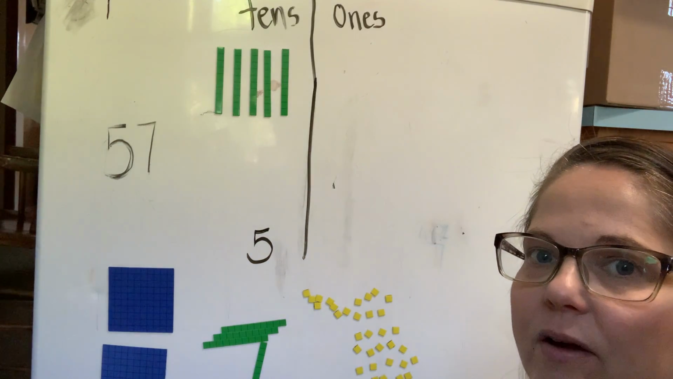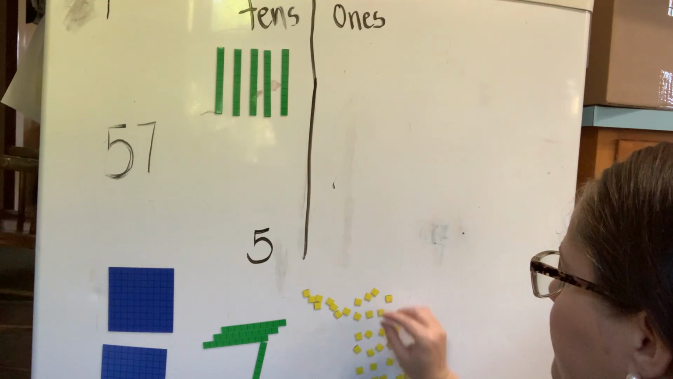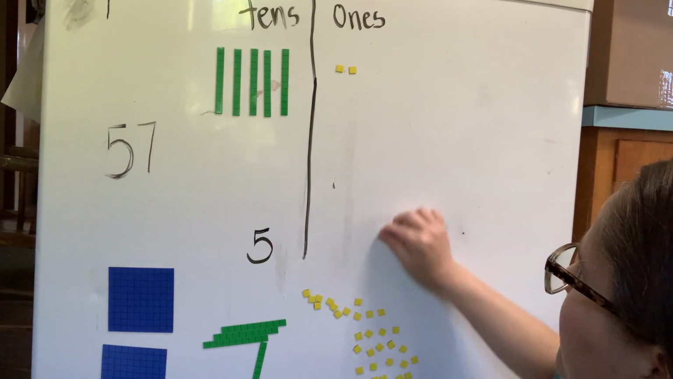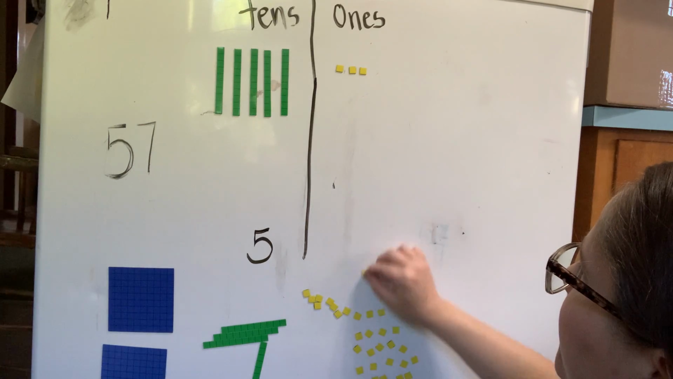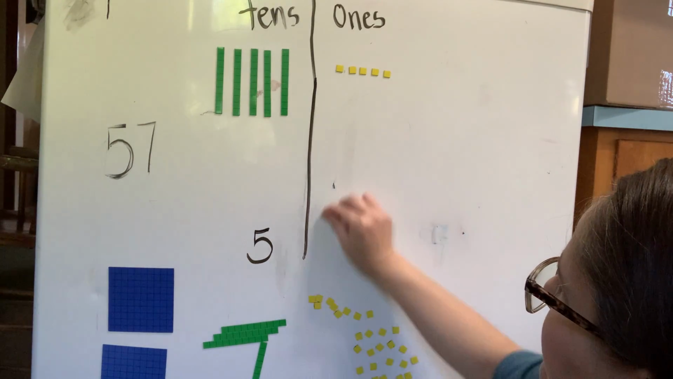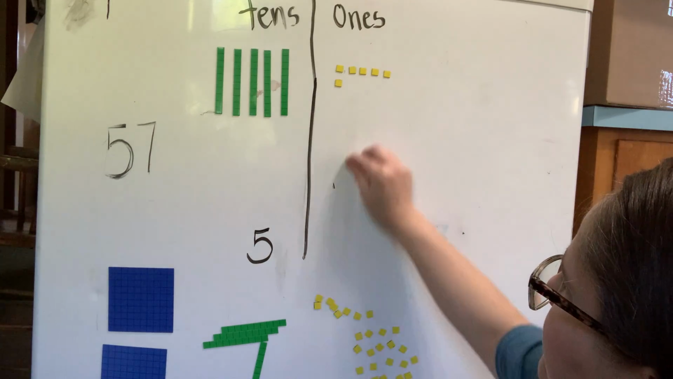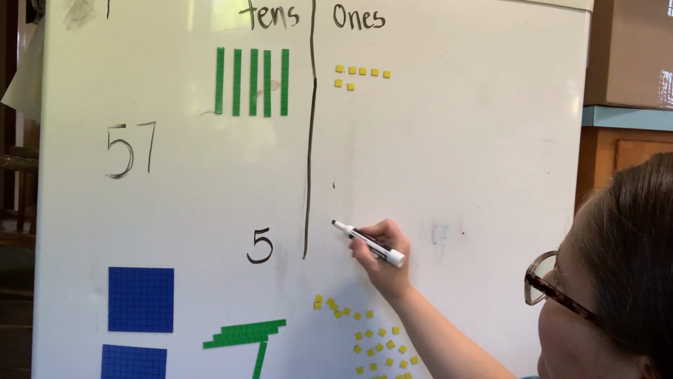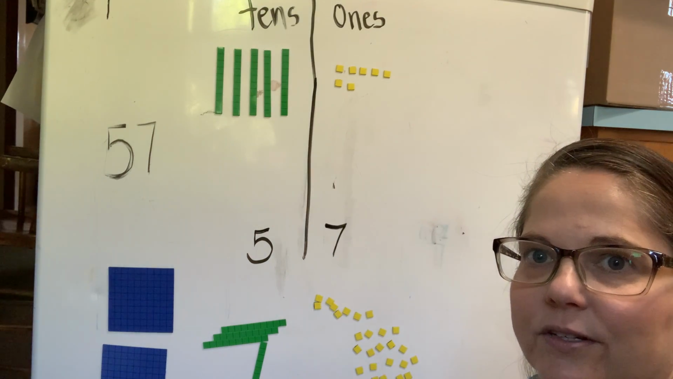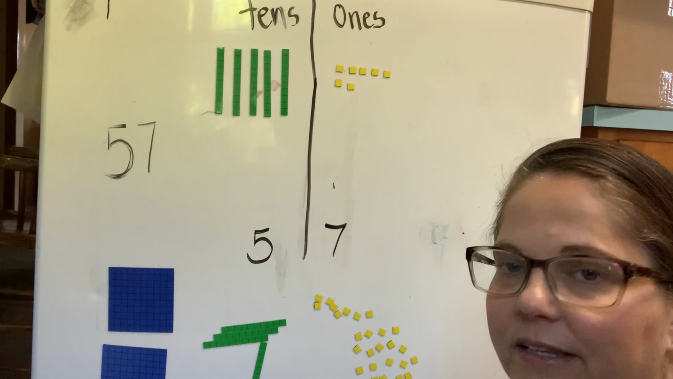And now I need to count out 7 ones. 1, 2, 3, 4, 5, 6, 7. 57. Great job. Let's try another one.